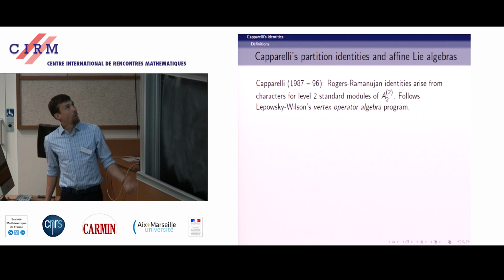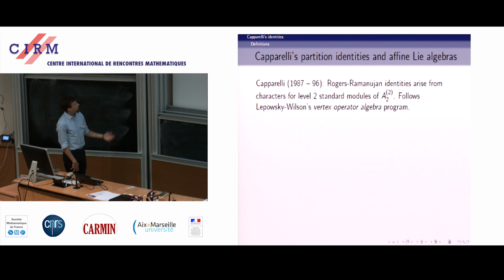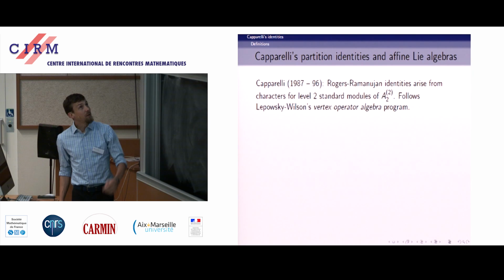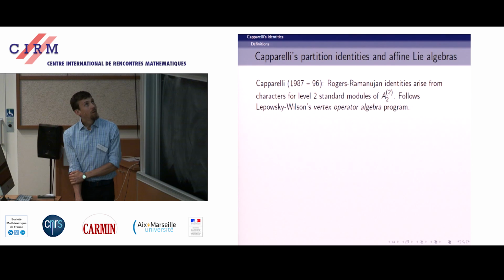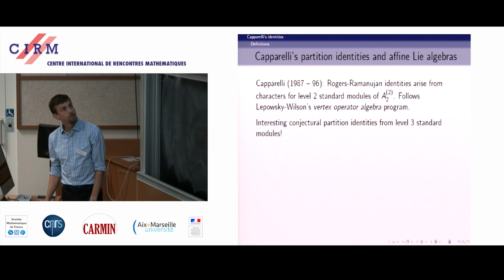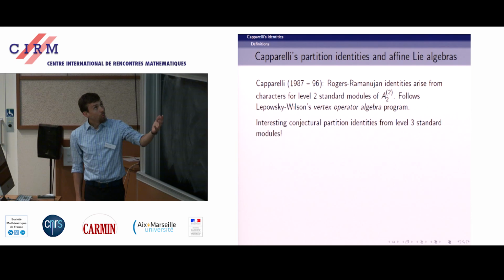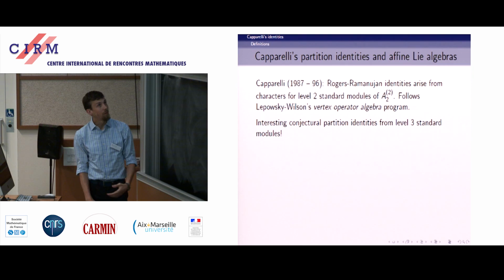So Capparelli, beginning with his PhD thesis, undertook, more or less following Lepowsky-Wilson's vertex operator algebra program, which they developed for finding the standard modules of various affine Lie algebras. And one of the first observations is that, yes, this is another place where the Rogers-Ramanujan identities raise their heads. And Capparelli's truly new results led him to some, at the time, conjectural partition identities when he tried to calculate the level 3 standard modules of the same algebra.